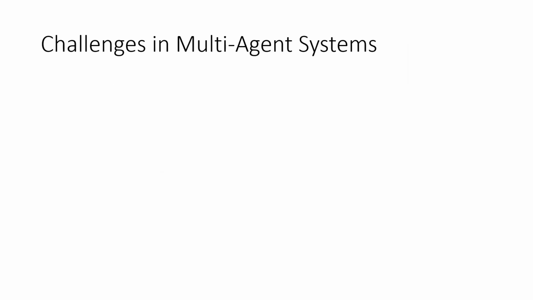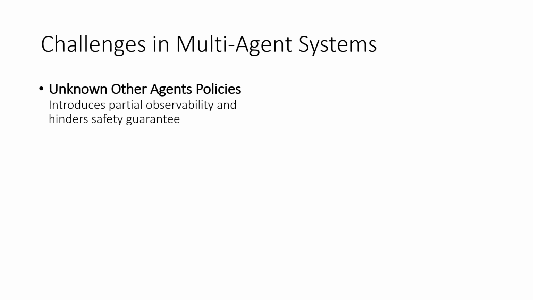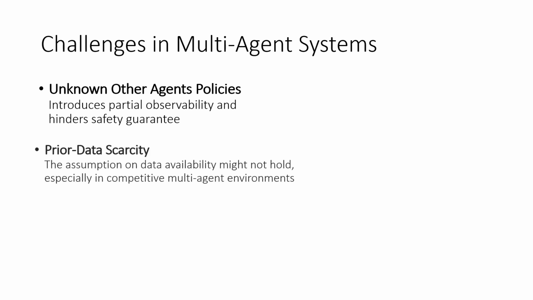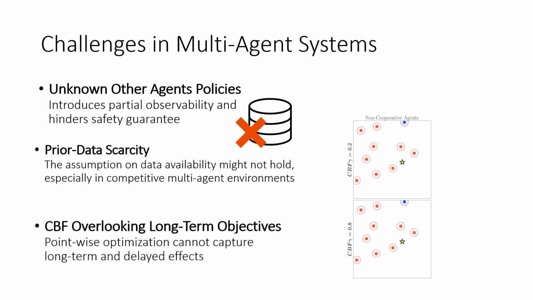behavior. Multi-agent systems pose unique challenges for the design of CBF constraints. First, all the agent policies may be unknown, introducing partial observability and hindering the safety guarantee. Second, prior data of interaction may be unavailable or incomplete, making offline optimization impossible and motivating the need for an online approach. Finally, CBF pointwise optimization does not capture long-term objectives, as shown in the simulation.